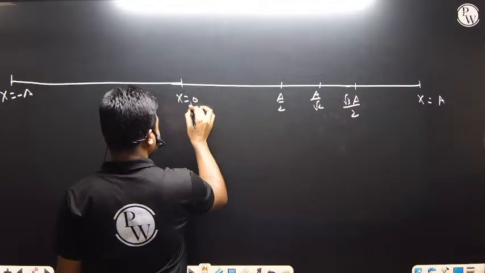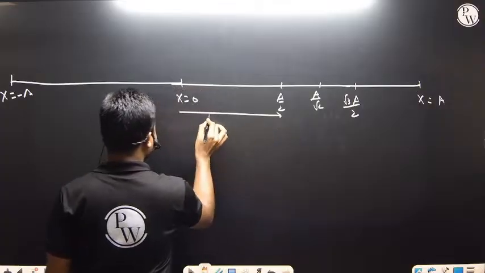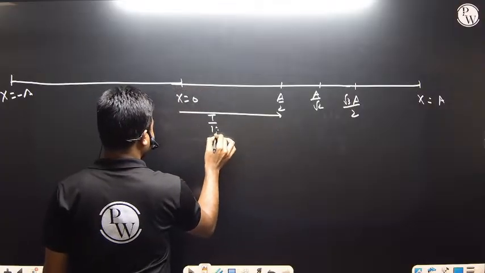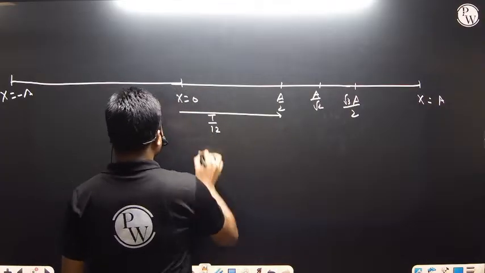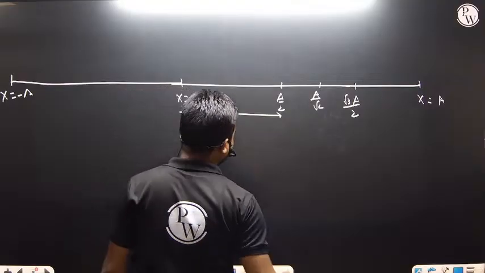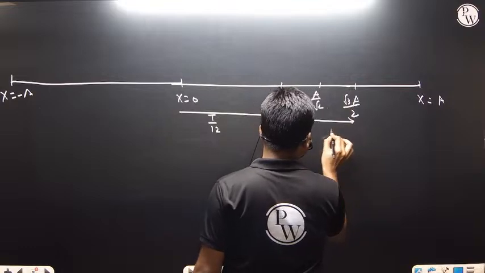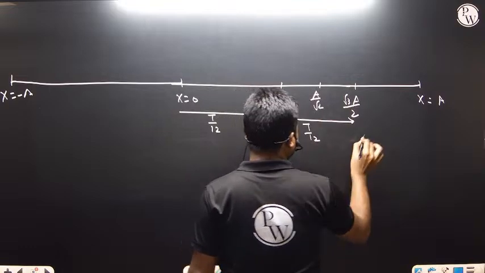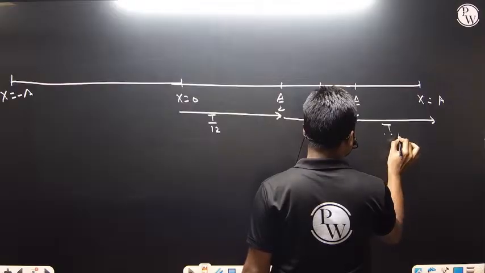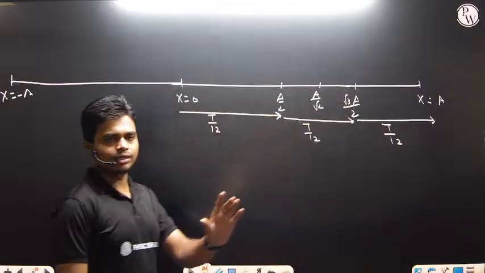To go from x equals 0 to A by 2, what is the time that will be taken here? T by 12. Okay. To go from x equals 0 to A by 2, time will be T by 12. Again, to go from this point to this point, time will be T by 12. To go from this point to this point, time will be T by 12. Like that, time is divided in 3 equal parts.